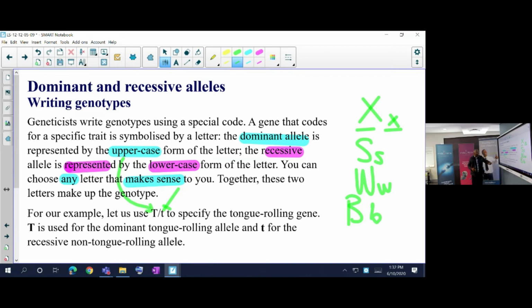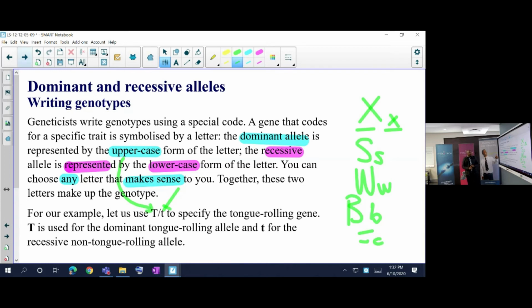You can choose B to represent height. You can choose T to represent color. Don't say because you're talking about color, then I can take C and C. It's dangerous. Are we together? So we use letters to represent dominance or recessiveness of an allele. Are we together? I hope so. Let's move on to the next slide.